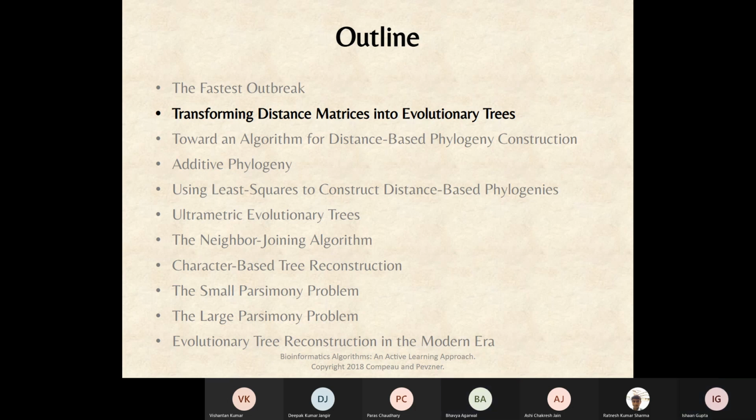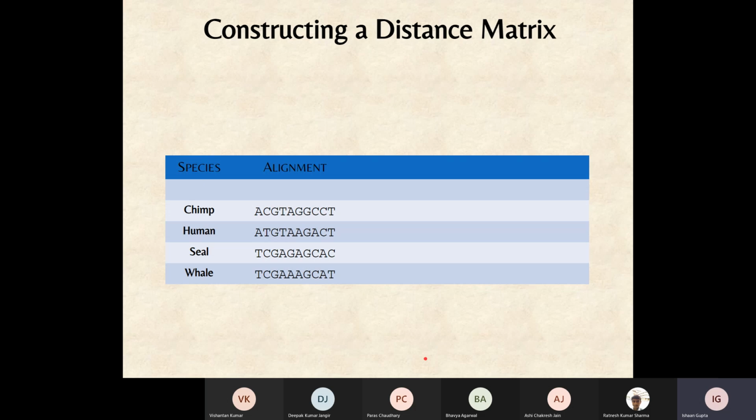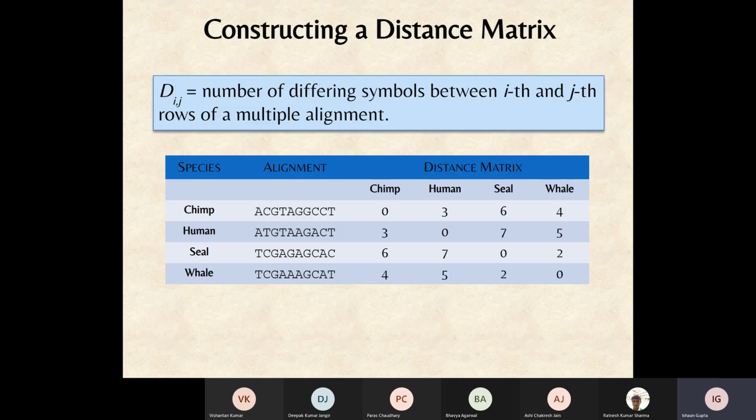Yes, sir. All right, so this is how an alignment looks. In this case I'm showing you an ungapped alignment, but this can very well represent a gapped alignment. Whenever you have two aligned sequences, you count the columns that differ, and you can come up with a distance matrix like this. Dij represents the number of differing symbols between the organisms in the ith row and jth row. For example, for chimp and human the distance here is 3, which means there are three columns where chimps and humans differ.